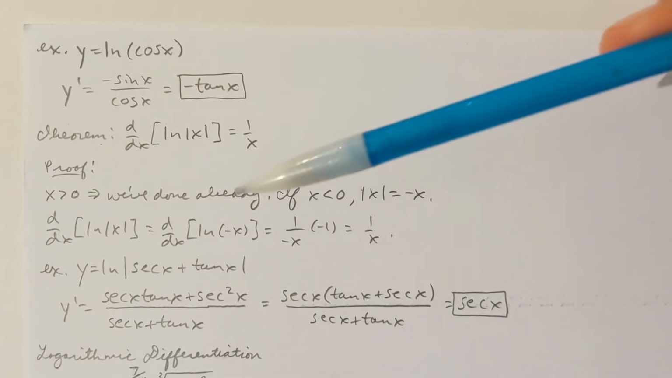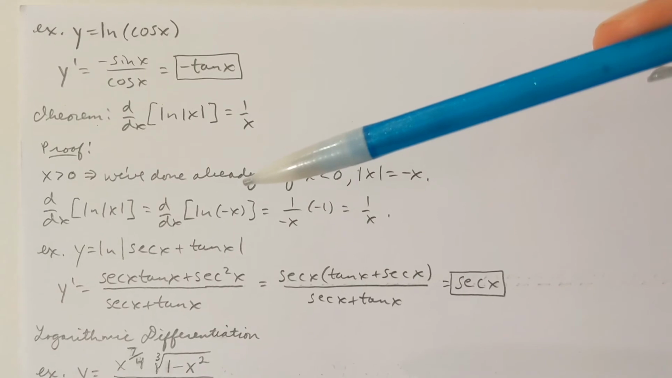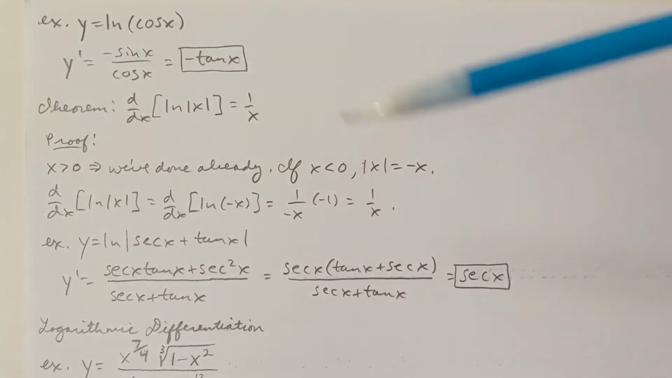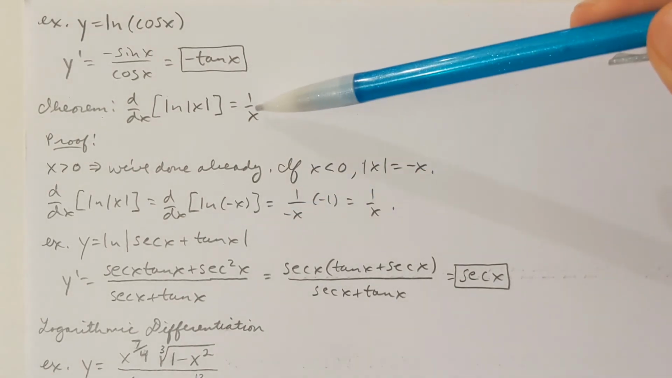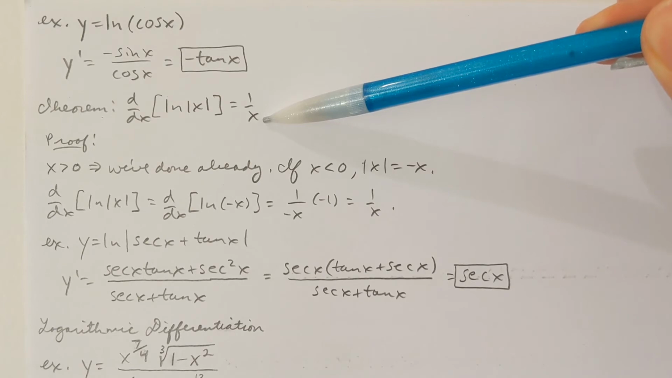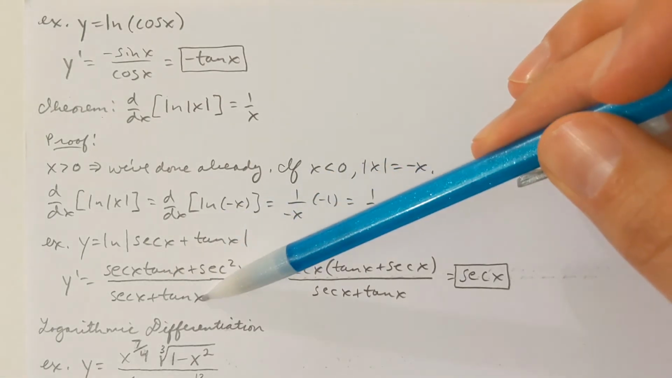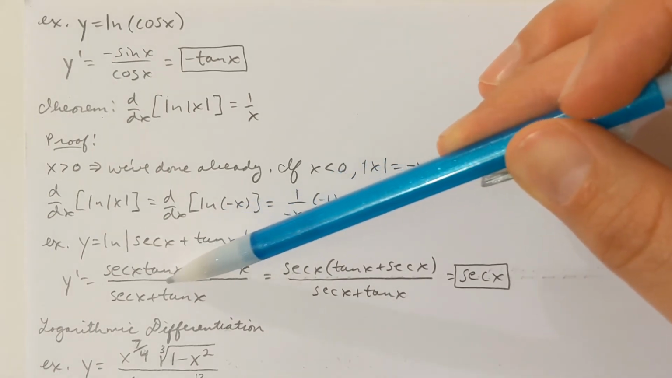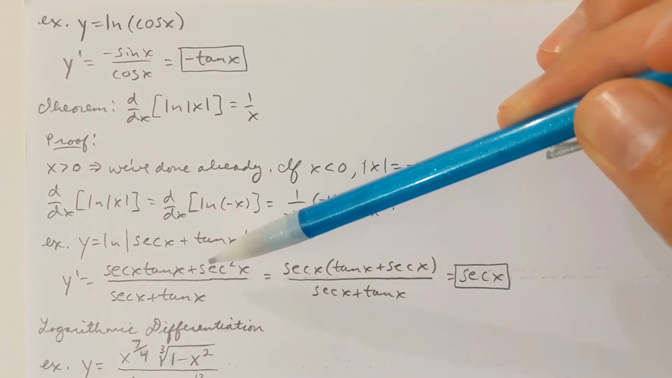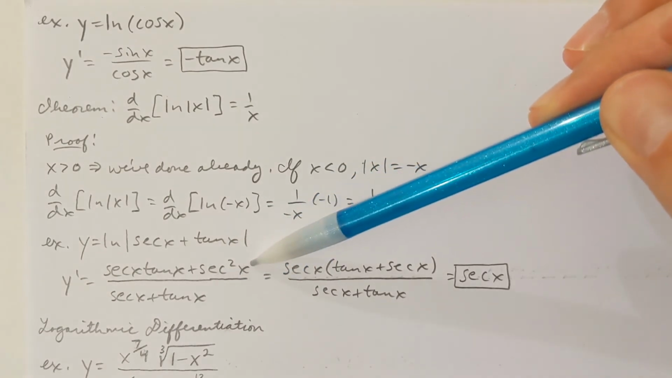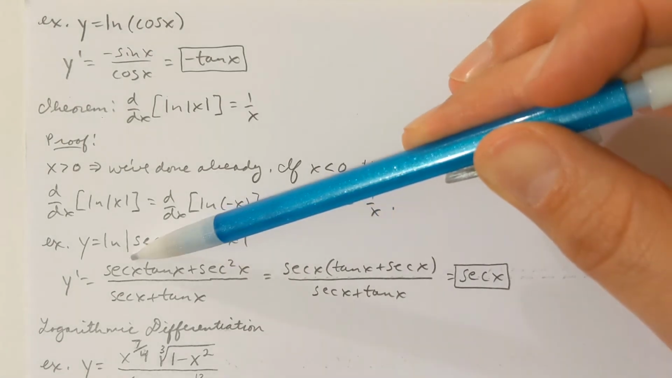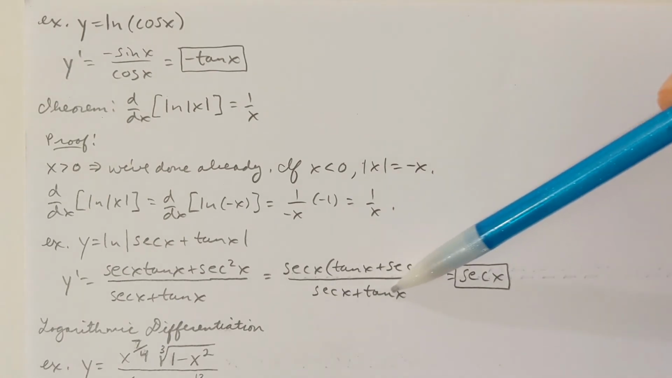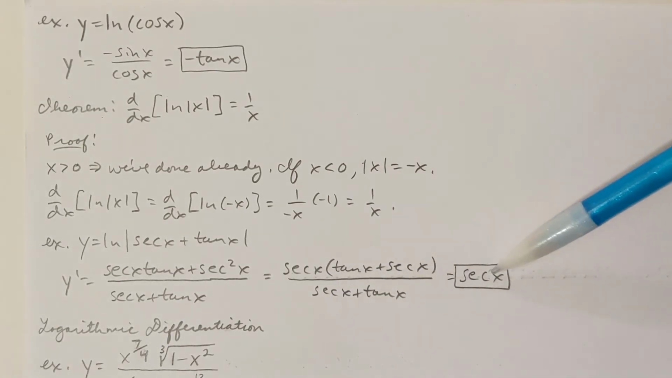All right, so here's an example. Suppose I want to find the derivative of the ln of the absolute value of secant x plus tangent x. Well, I'm going to handle that just as if the absolute value bars aren't even there, right? It's 1 over the expression times the derivative of the expression. So 1 over secant x plus tangent x times the derivative of secant x plus tangent x. The derivative of secant x is secant x tangent x, plus the derivative of tan x, that's secant squared x. Simplify that. Secant x is in common to these two terms in the numerator. You can factor that out, and that will allow you to cancel these two expressions here and leave you with just secant x.